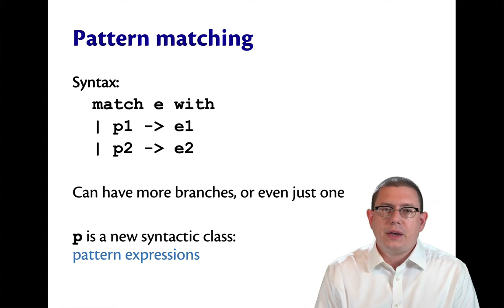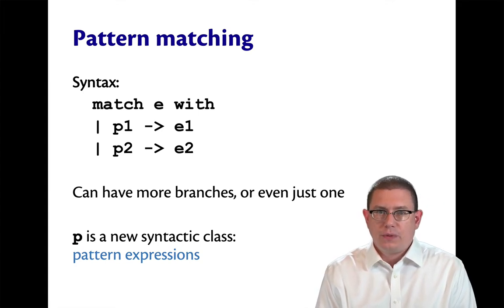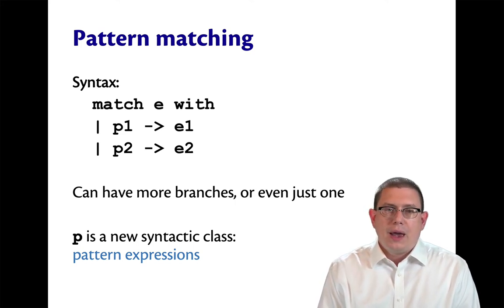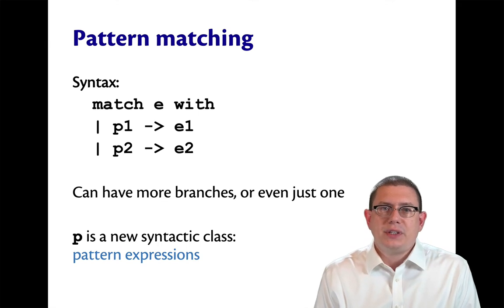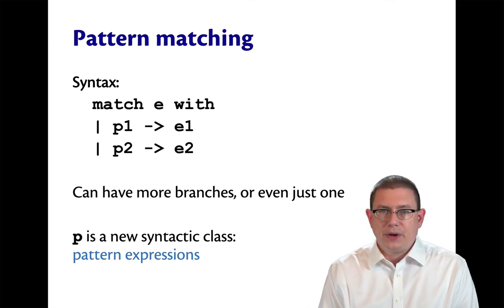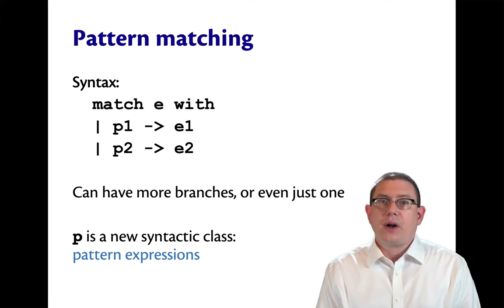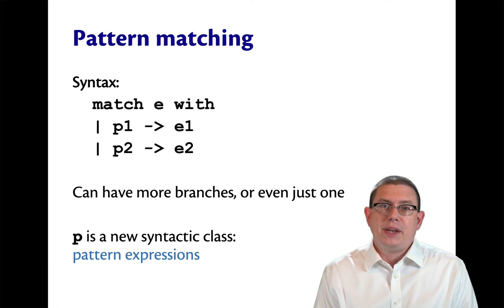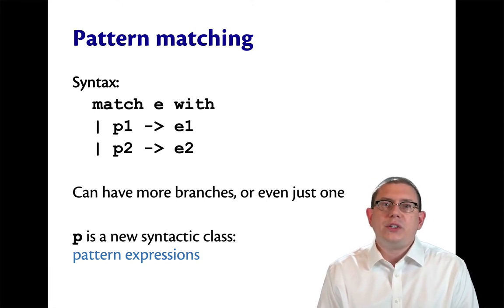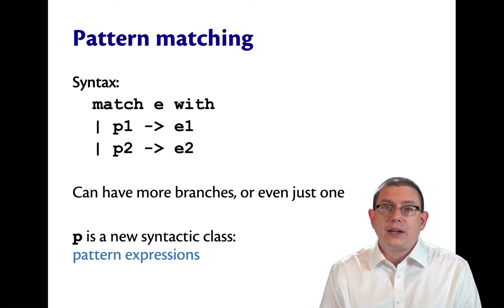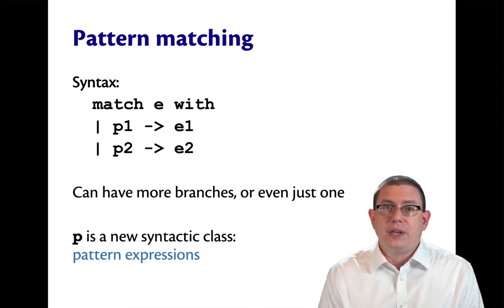Each of the lines here in the pattern match is called a branch. We can have many branches inside of a pattern match, or even just one branch, as we've seen. And P here represents a new syntactic class of pattern expressions. These look more or less like any other kind of expression in OCaml, which is why I've been able to sneak it in without even talking about the syntax so far. The only new piece really has been the underscore. There are some other syntactic forms of patterns, and you will find those in the textbook.